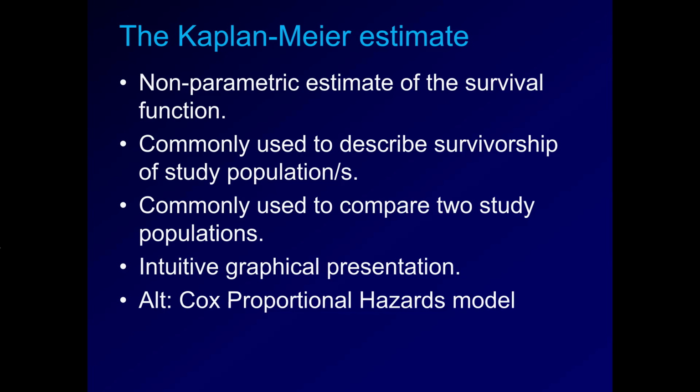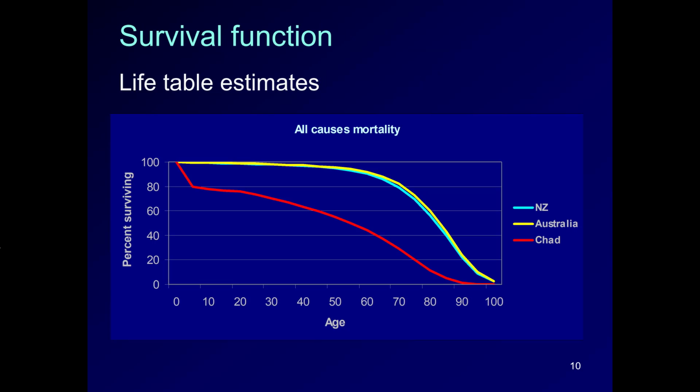Here are a couple of examples of applying survivorship curves or survival functions to different populations. Here we're looking at the survival of all individuals, humans, due to all causes of mortality in New Zealand and Australia versus, say, a country in Africa, Chad. You can see that New Zealand and Australia are very close in terms of survivorship functions and survival figures, whereas the people in Africa have a much faster, or higher, death rate.